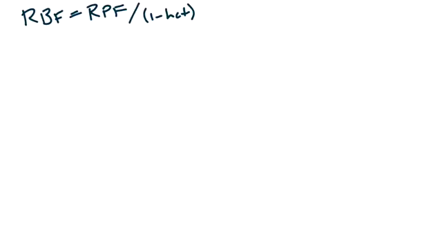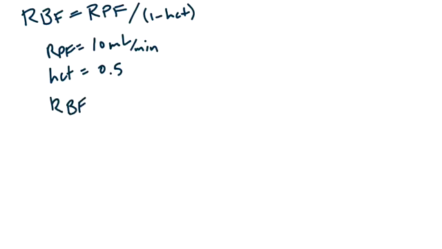Okay, here's an example. If renal plasma flow is 10 milliliters per minute, and the hematocrit is 0.5, what is the renal blood flow? Plugging these numbers in, we get 10 over 1 minus 0.5, or 10 over 1/2, which equals 20.